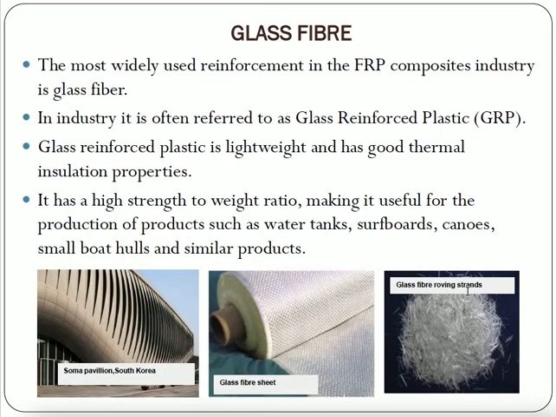First, we look into the glass fiber. Glass fiber is the most widely used reinforcement in the FRP composites industry. In this industry, it is often referred to as glass reinforced plastic, GRP or GFRP. Glass reinforced plastic is lightweight and has good thermal insulation properties. It has a high strength to weight ratio, making it useful for the production of products such as water tanks, surfboards, canoes, small boat hulls, and also similar products.